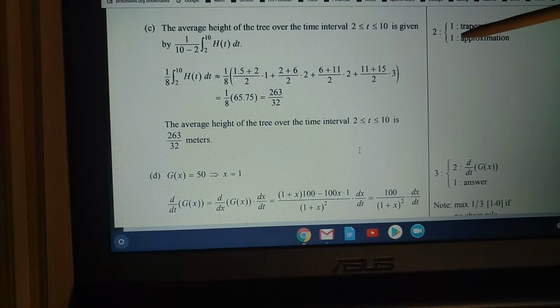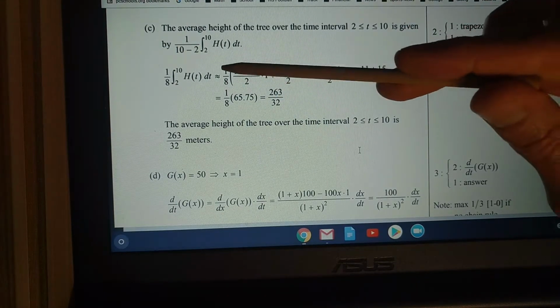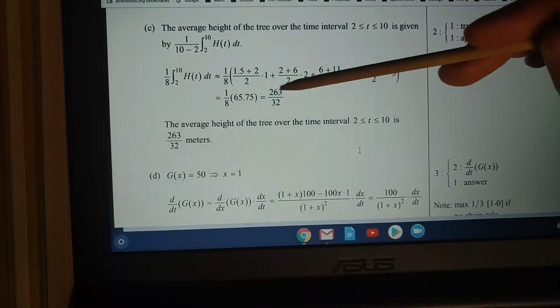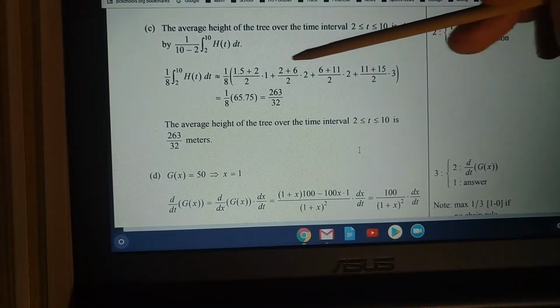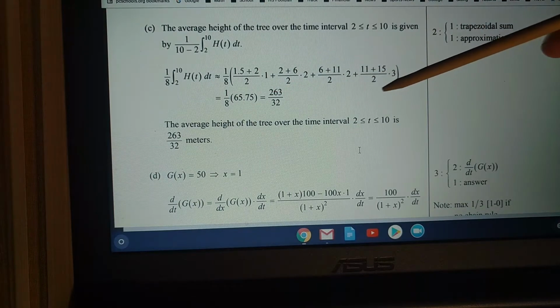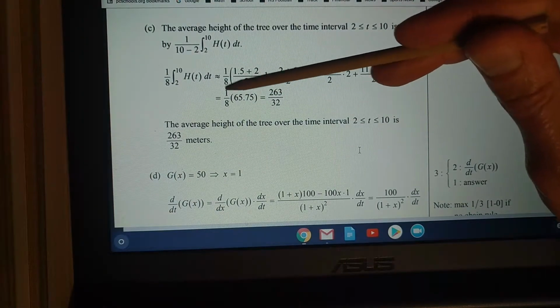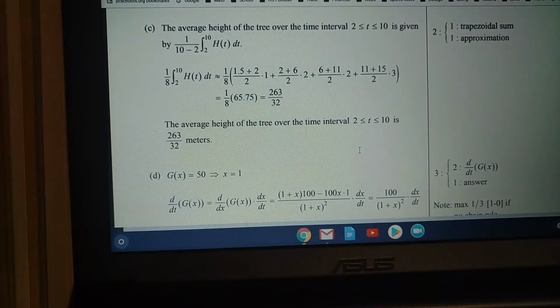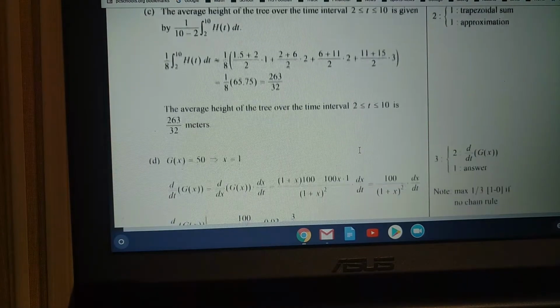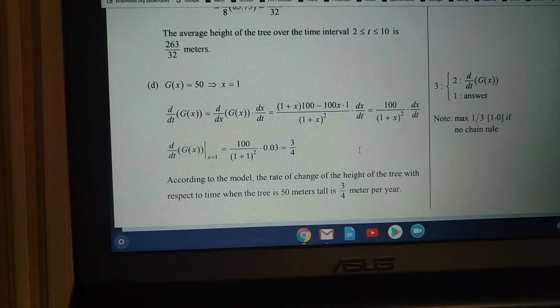And then your approximation point, you have to know to multiply by 1/8, and you have to do it correctly. By the way, this right here gets you both points. If you have this here, that gets you both points. Okay, then for part D is worth 3 points.